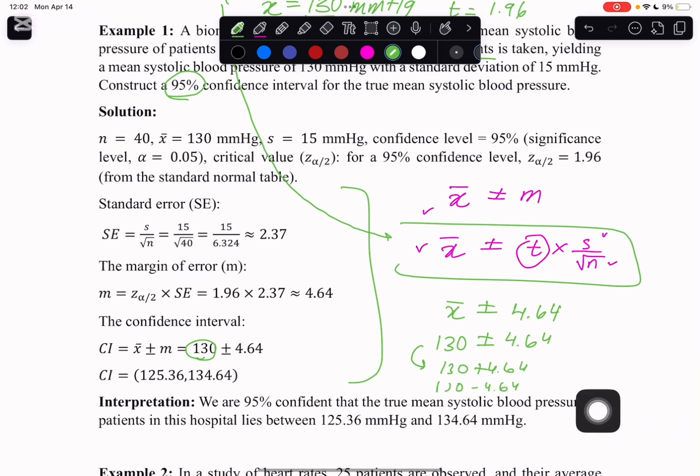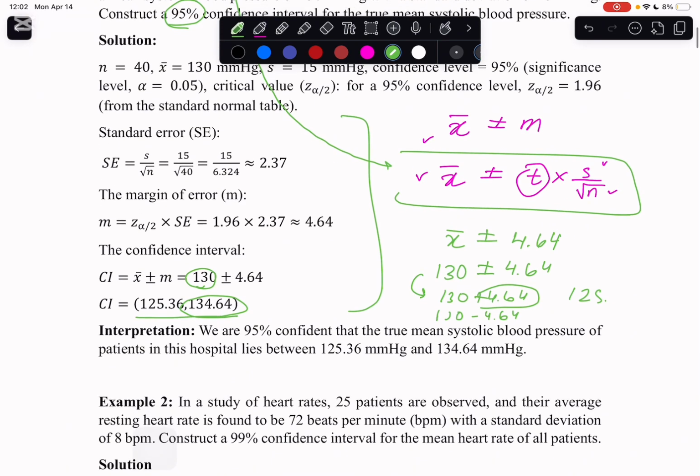It's going to give you a range now. The range is 125.36 when you do minus, and 134.64 when you do plus 4.64. Okay, so now we found the range that's given. Of course, the doctor likes to write a sentence. We're just going to word it out: we're 95% confident that the mean systolic pressure lies between the minimum and the maximum. So this is the final answer.